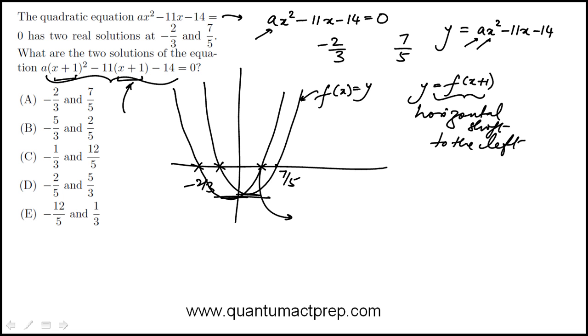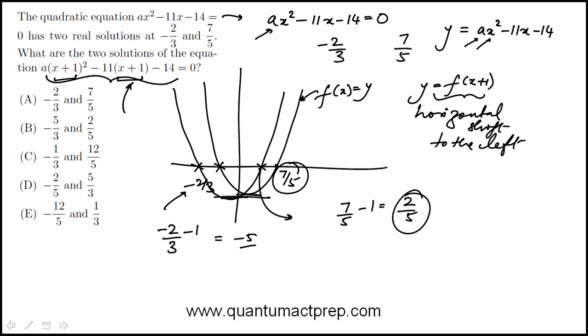So this root here, the 7/5, would go 1 to the left, so that would become 2/5. That's one of the roots. And the other one would be minus 2/3 minus 1, which is minus 5/3. So the two roots are minus 5/3 and 2/5, which is answer choice B. So this is the most efficient way to do this problem. They're not really expecting you to solve it in a traditional sense, because it is kind of a hard one.